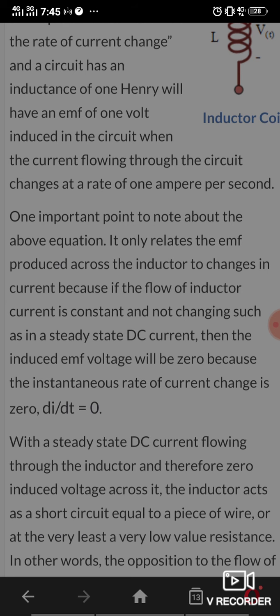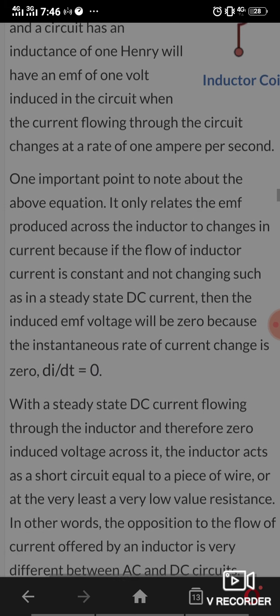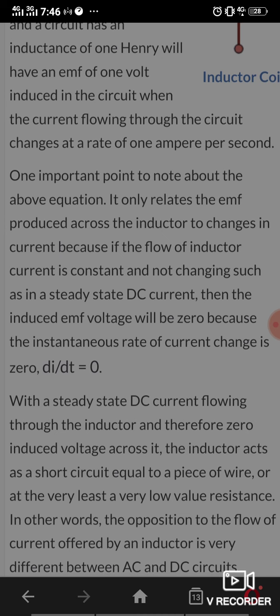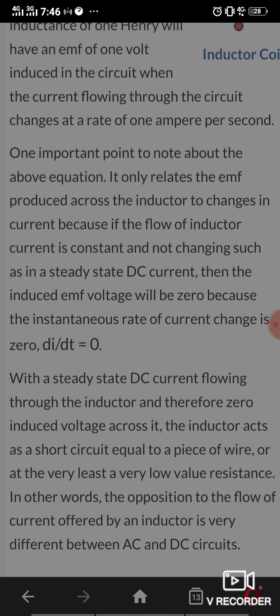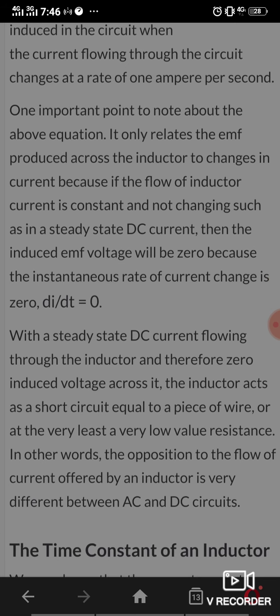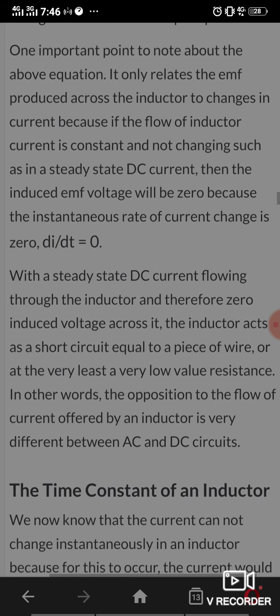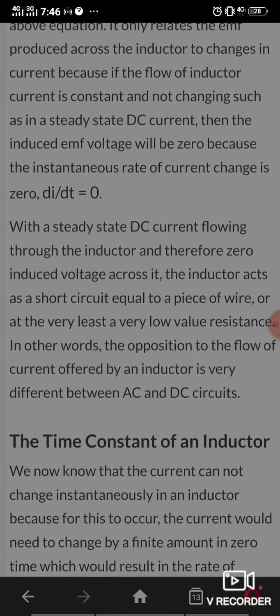With a steady state DC current flowing through the inductor, and therefore zero induced voltage across it, the inductor acts as a short circuit, equal to a piece of wire of at very least a very low value resistance. In other words, the opposition to the flow of current offered by an inductor is very different between AC and DC circuits.